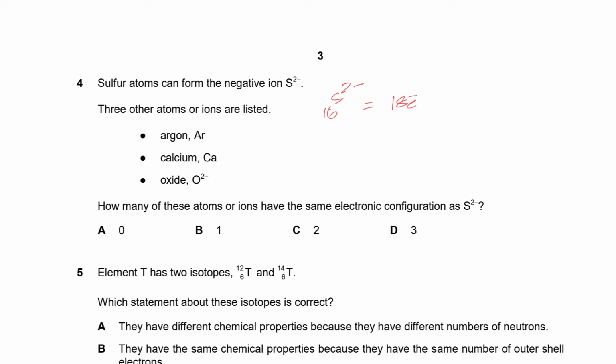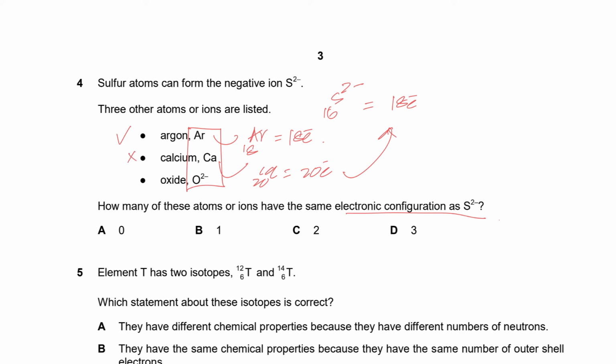And now you just need to check out these atoms' electrons. You pick out the periodic table and you check this out. Argon is 18 in the periodic table, which means it has 18 protons and 18 electrons. So it has the same electronic configuration as S2 minus. Calcium is 20, so it has 20 electrons. It's not equal to 18, so it doesn't have the same electronic configuration.